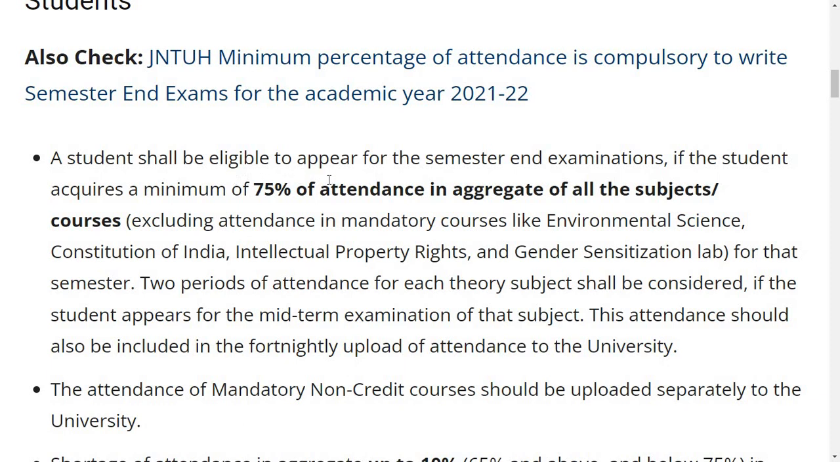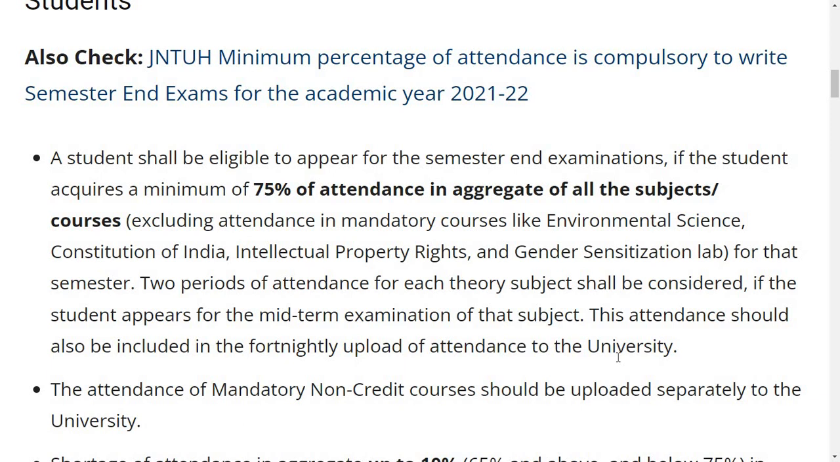A student shall be eligible to appear for the semester end examinations if the student acquires a minimum of 75% of attendance in aggregate of all the subjects or courses, excluding attendance in mandatory courses like Environmental Science, Constitution of India, Intellectual Property Rights, and Gender Sensitization Labs for that semester. 2 periods of attendance for each theory subject shall be considered if the student appears for the midterm examination of the subject. This attendance should also be included in the fortnightly attendance uploaded to the university.